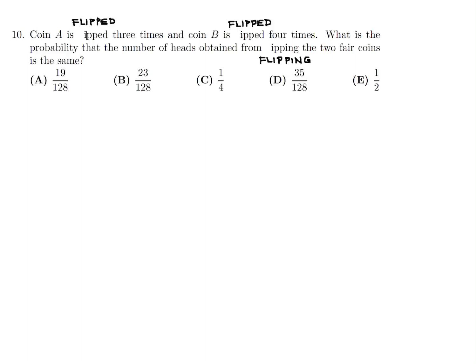Coin A is flipped 3 times. Coin B is flipped 4 times. What is the probability that the number of heads obtained from flipping the 2 fair coins is the same? So we got coin A, and we've got a coin B. And the first one is flipped 3 times. All right, no problem. Let's figure out what the possible outcomes are.